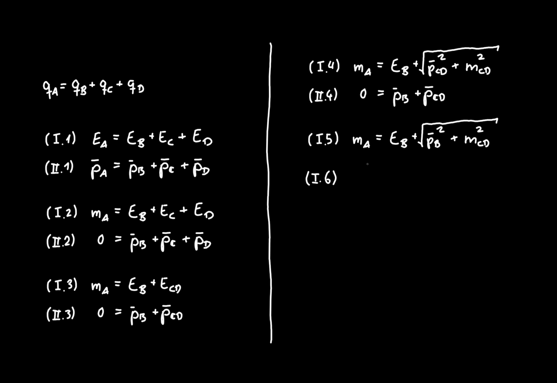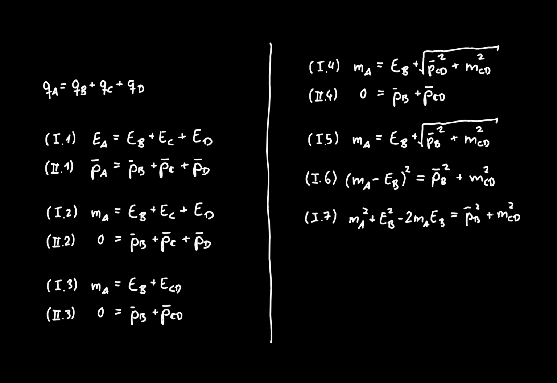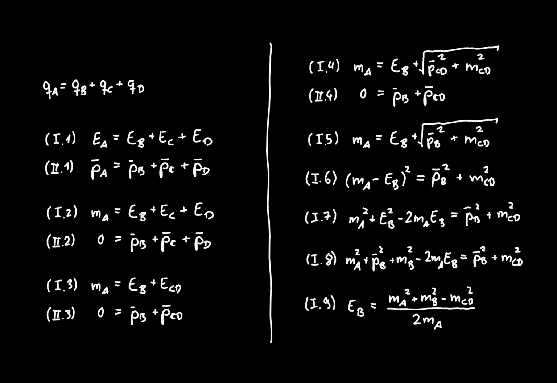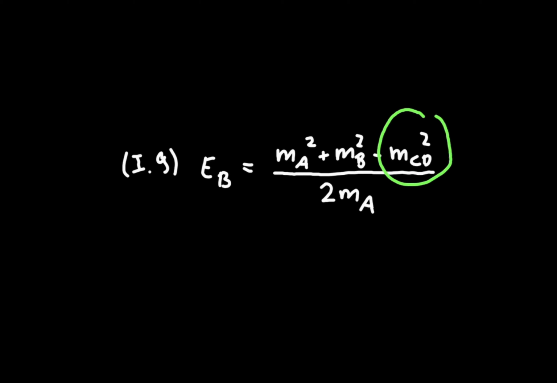Bringing energy E_B to the other side and then squaring both sides leads us to equation 1.7. We now use the energy-momentum relation a second time to replace the energy B squared with the momentum B squared plus the mass B squared. Solving for energy E_B then gives us equation 1.9. This looks exactly like the equation we get for the two-particle decay. The difference now is that we don't know the value of m_CD squared yet.